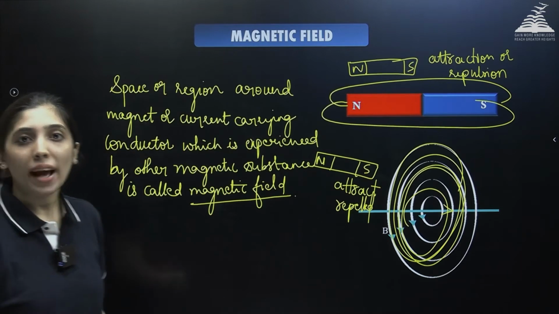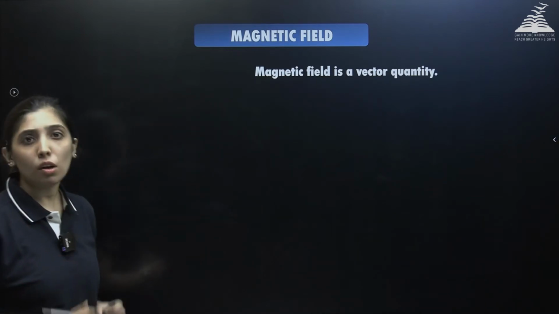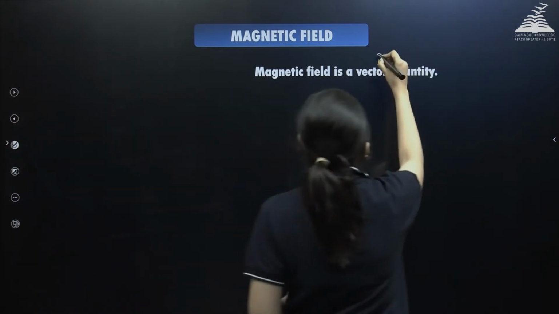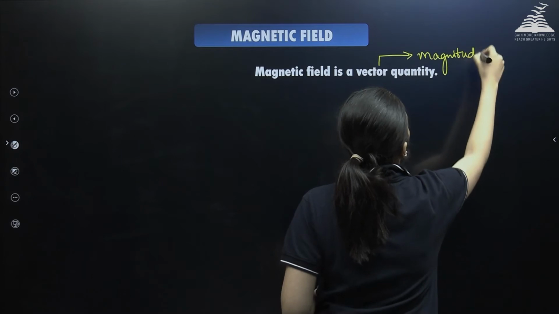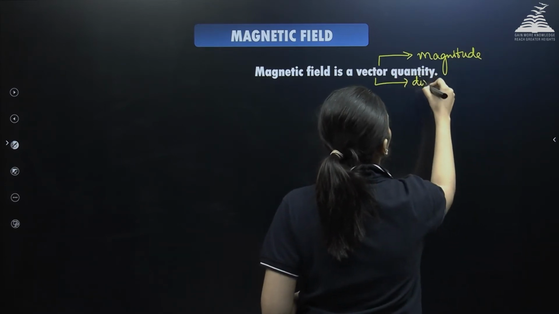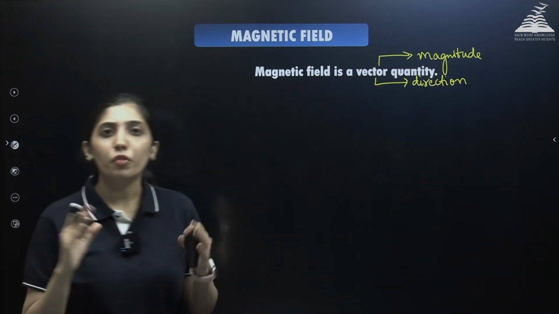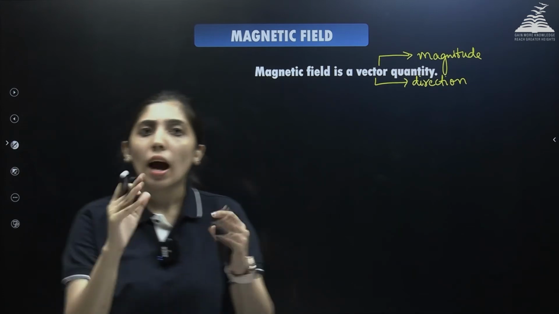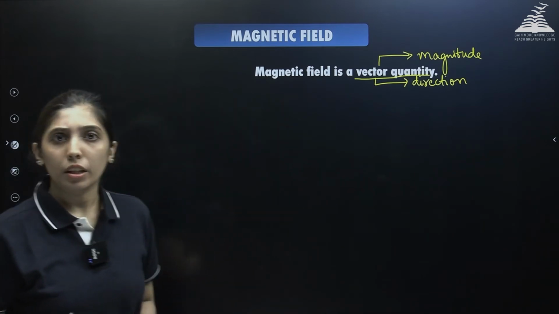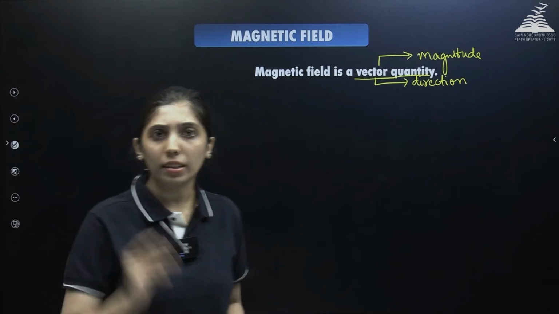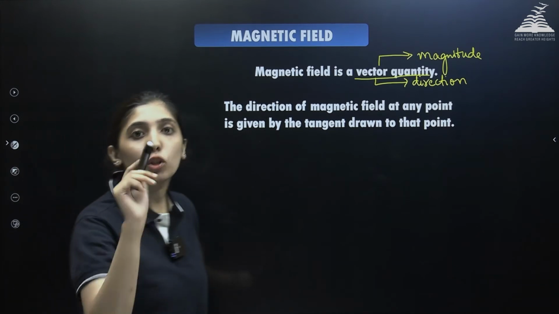Now, understanding what magnetic field is, let's study a little bit more about it. A magnetic field is a vector quantity, which means it needs complete specification of magnitude and direction. We all know a physical quantity which requires both magnitude and direction is called a vector quantity. So what is the direction of this magnetic field? How do you find out the direction of this magnetic field? The direction of the magnetic field at any point is given by the tangent drawn to that point.